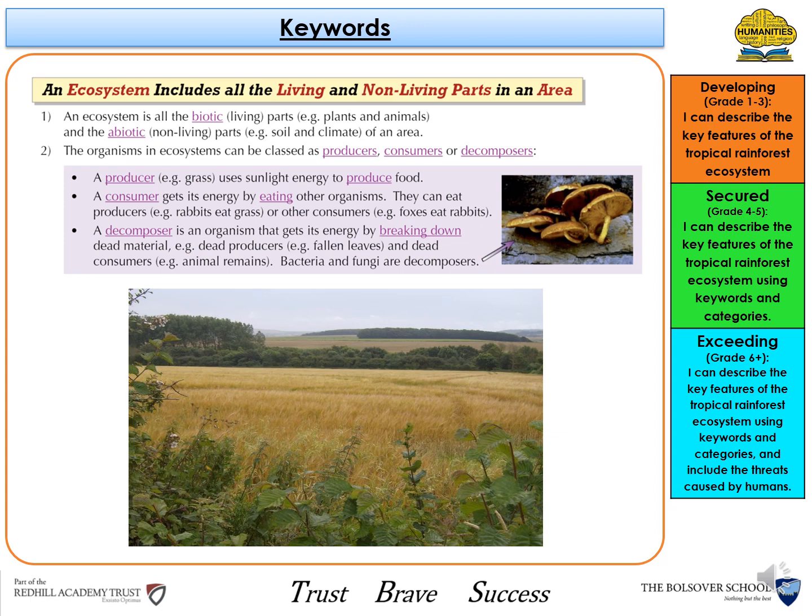A consumer is something in the ecosystem that survives and gets its energy by eating other organisms. They might eat the producers, so a rabbit eats the grass, or they might eat other consumers, so a fox eats a rabbit. So both foxes and rabbits in the ecosystem are what we call consumers. And then we've got decomposers. These are the things that break down dead animals, dead plants, and leaves that fall onto the floor. Basically these are things like fungi and mushrooms that grow by breaking down the thing that they're growing on.